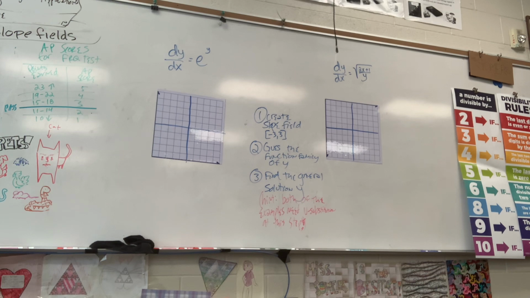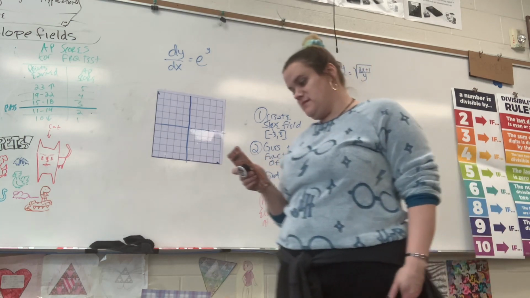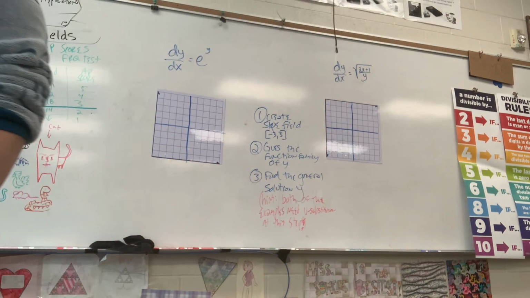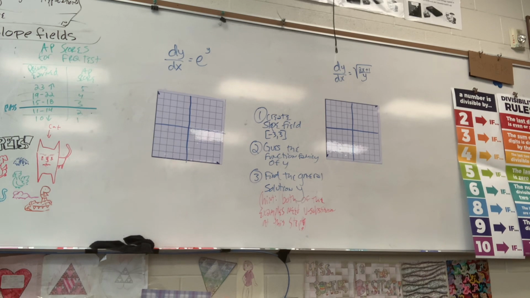I'm pretty sure it's wrong, but you get 0 if you have negative y. Now we just have to. Don't forget to take your guess of the family of functions. And it goes like this.